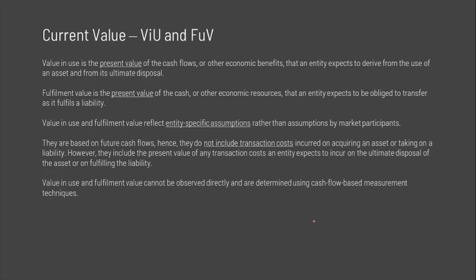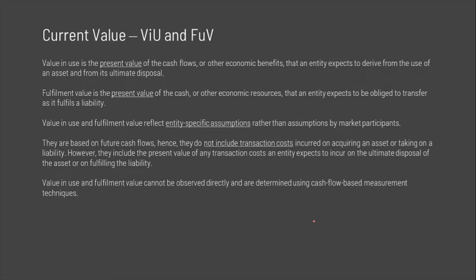Next, current value is your value in use for assets as well as your fulfillment value for your liabilities. Value in use is the present value of the cash flows or other economic benefits that an entity expects to derive from the use of an asset and from its ultimate disposal. Fulfillment value is the present value of the cash or other economic resources that an entity expects to be obliged to transfer as it fulfills a liability.